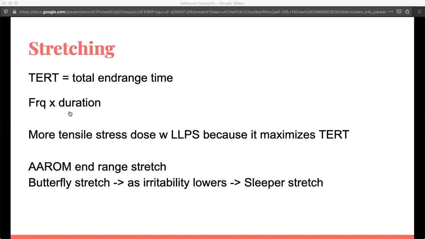If you see patients in the initial stages, they'll be highly irritable and you'll have to start at 5 seconds, have them do it frequently, okay? A low load prolonged stretch, the LLPS, maximizes the total end range time and induces the tensile stress that you need to bring about that change in tissue structure to make the tissue more pliable.